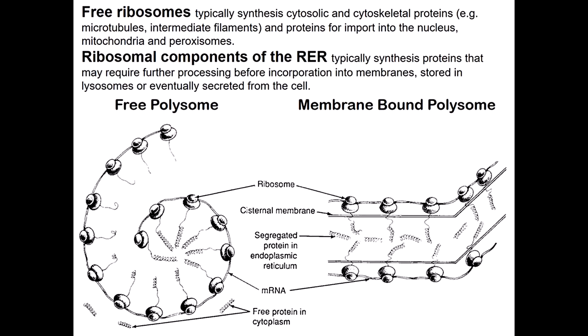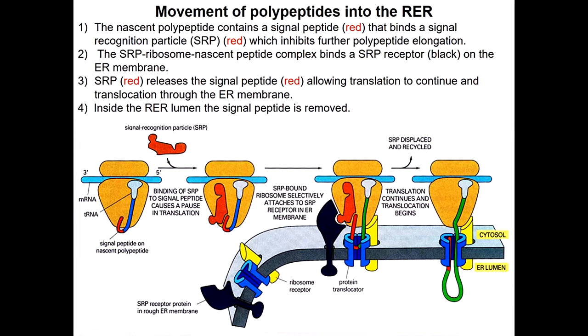So this is how it works, at least for the rough endoplasmic reticulum. Here we have our two ribosomal subunits, and we start out with a new polypeptide, a new protein, being initially partially synthesized, and it contains a signal peptide, shown here. Now this signal peptide prevents, at some point, further translation. What happens is this signal peptide binds to a signal recognition particle, and that binding actually prevents further translation of the protein.